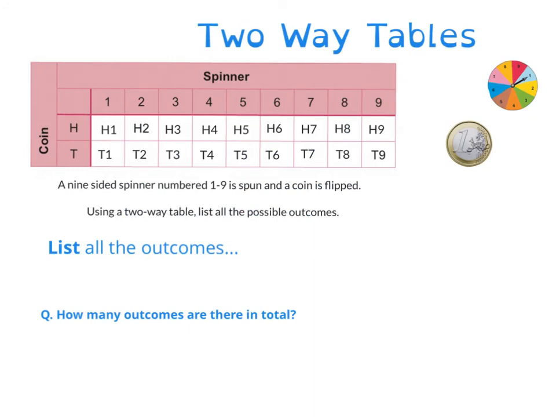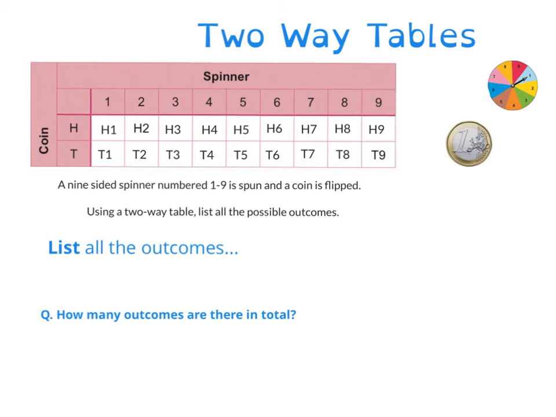So now we're going to look at two-way tables. In this example, we're flipping a coin and we are also spinning a spinner. So to ensure that we're very accurate with our list of outcomes, we create a two-way table. Along the side here, I will have the coin and my outcomes are either heads or tails. And judging by the picture over here, I'm told that my spinner will land on either the number 1, 2, 3, 4, 5, 6, 7, 8 or 9. These are known as my possible outcomes. And what we need to find out are all the different combinations of those outcomes.